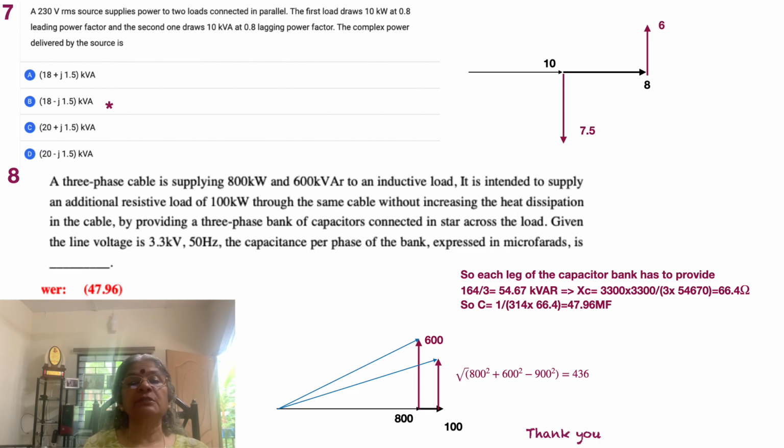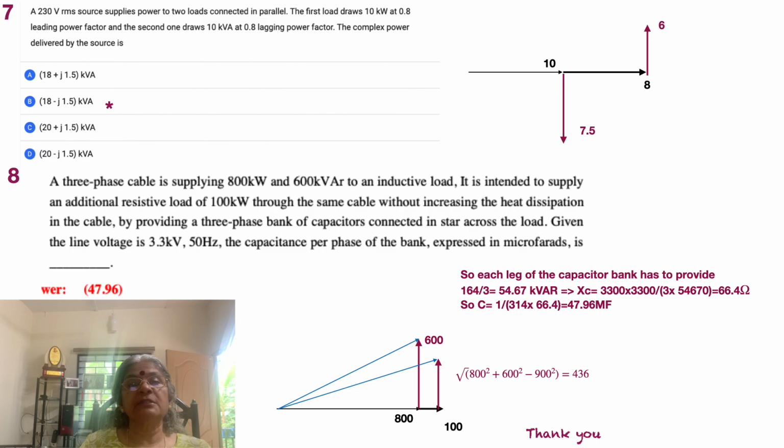The first load draws 10 kilowatt at 0.8 power factor leading, and the second one draws 10 kVA at 0.8 lagging power factor. Find the complex power delivered by the source. Here we have a mixture of all sorts of information from which we are going to glean out what is important.